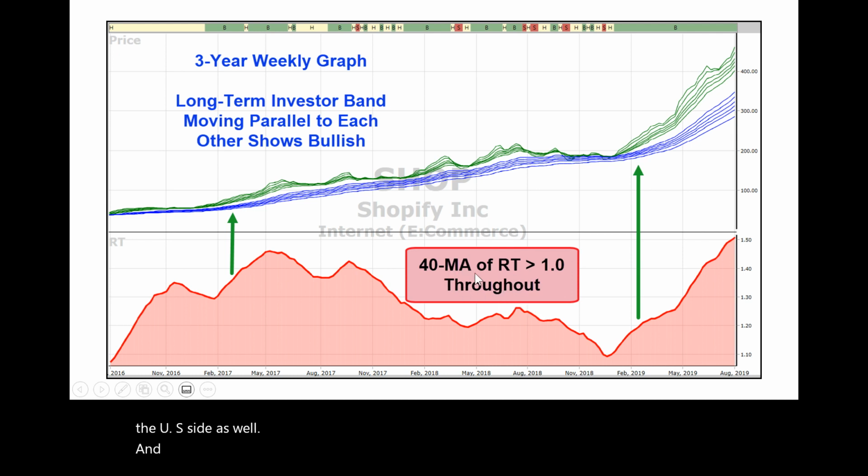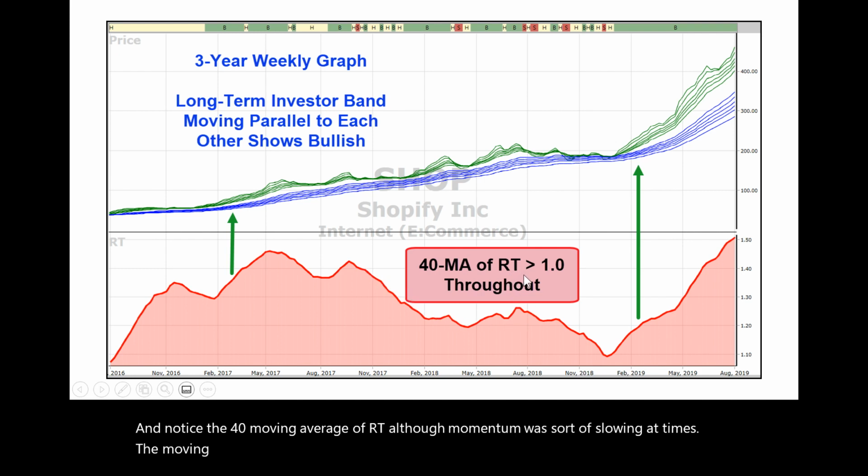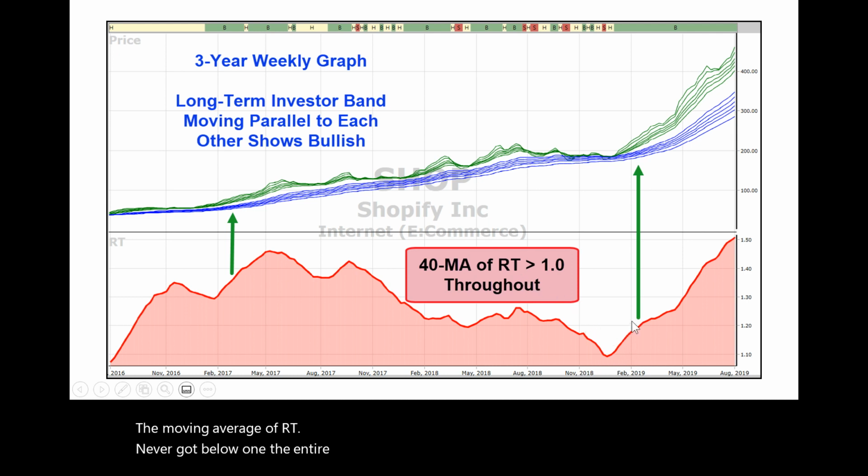And notice the 40 moving average of RT. Although momentum was sort of slowing at times, the moving average of RT never got below 1 the entire time. But when it started to rise again from this lower level, it really took off.